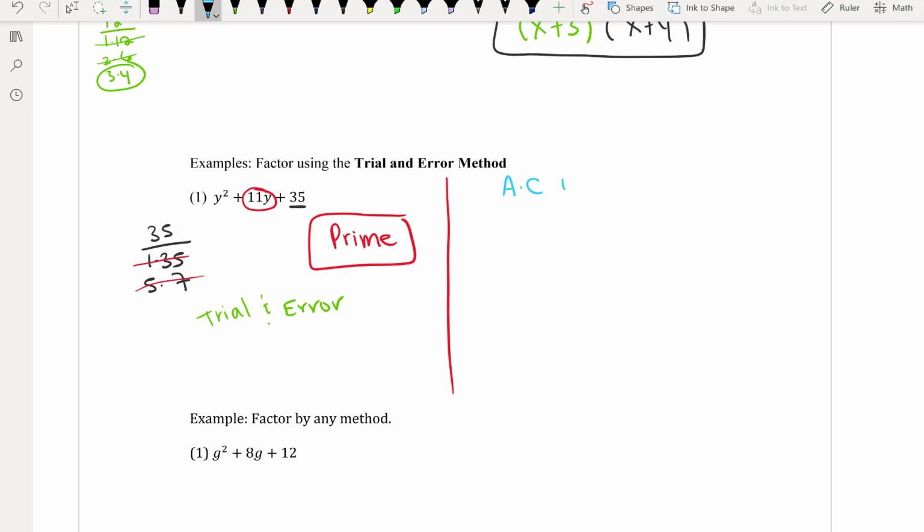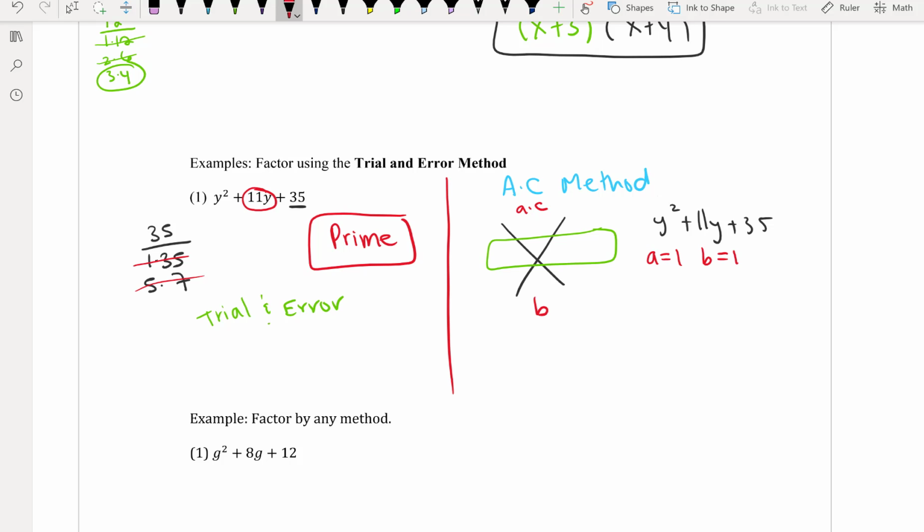Okay, well, let's try the AC method. To do the AC method, don't forget you have your A times your C and your B value, and what you want to make is a new B value. So I still have my y squared plus 11y plus 35. I'm going to have my A equal to 1, B equal to 11, and C equal to 35. So up on top, A times C is equal to 35, and my B value is 11.